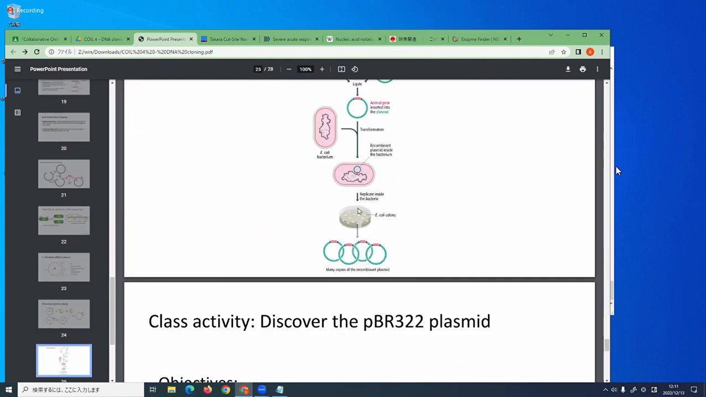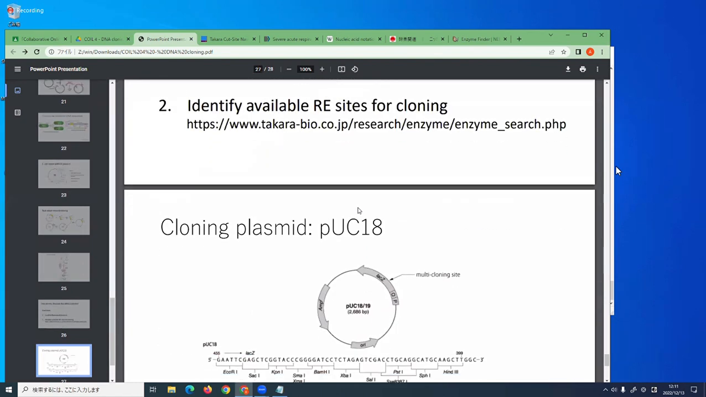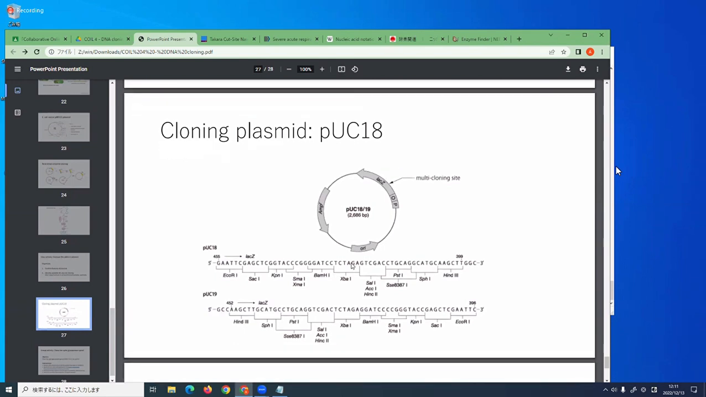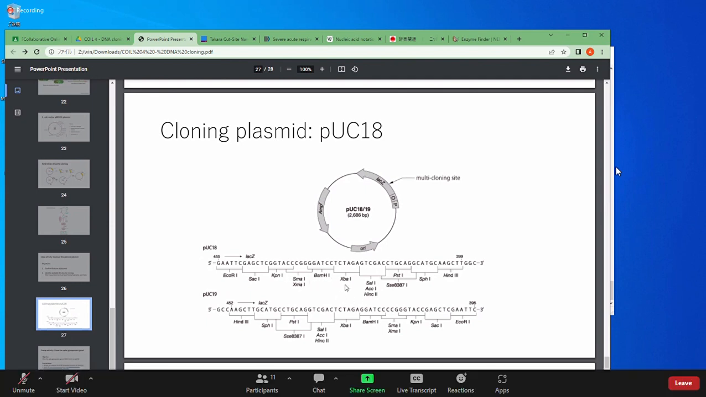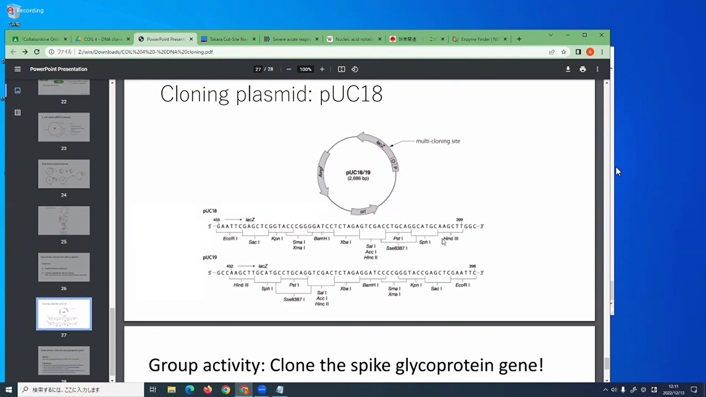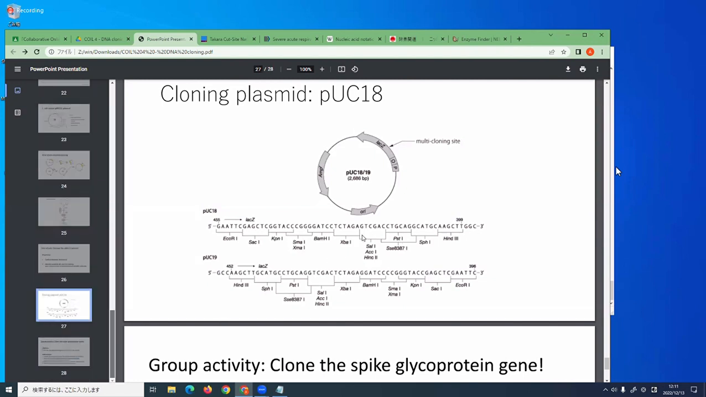Typically for cloning, there are other examples like PUC18, right? PUC18 over here. In this region it has a multi-cloning site, and you have a lot of restriction enzymes here, right? ECOR1, SAC1, KPN1, SMA1, BAMH1, XBA1, SAL1, and so on. So there's a lot of selection you can choose. So you can use this and check whether the glycoprotein has this or not.